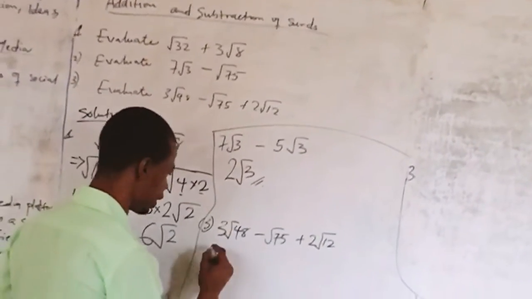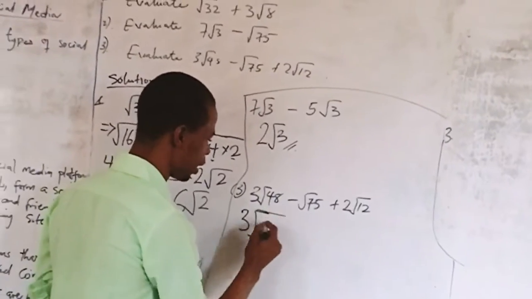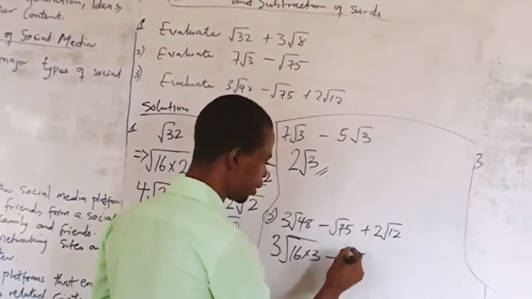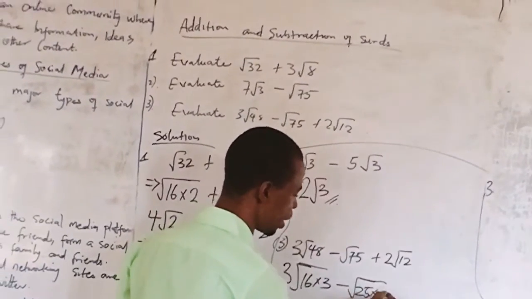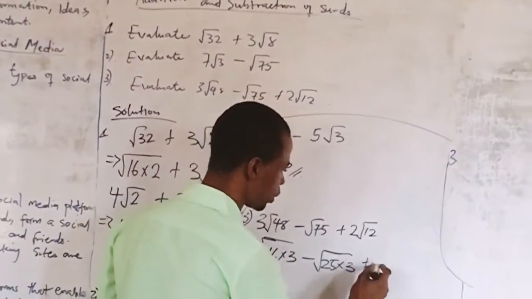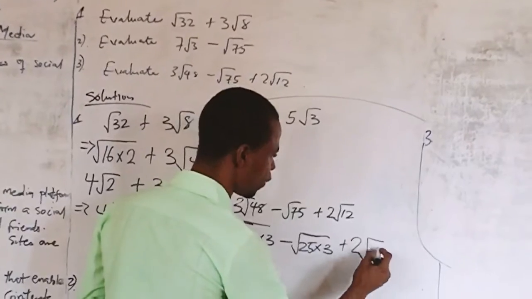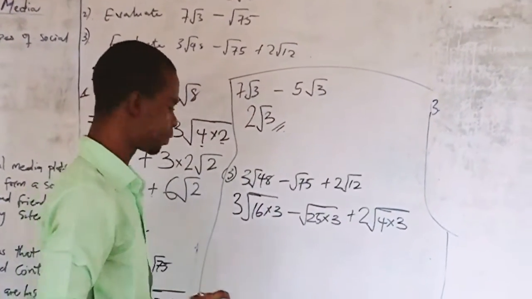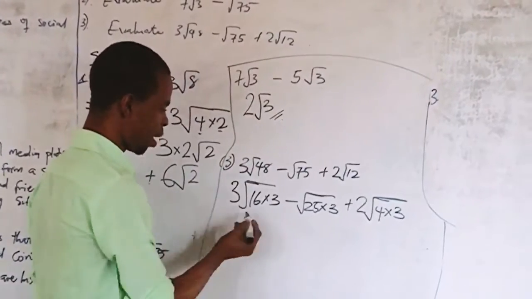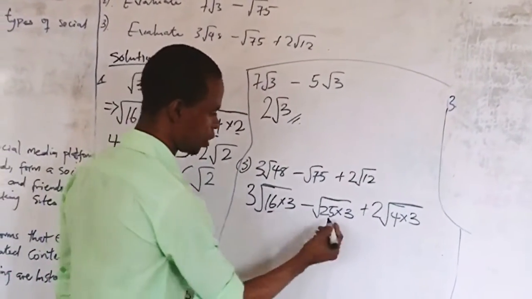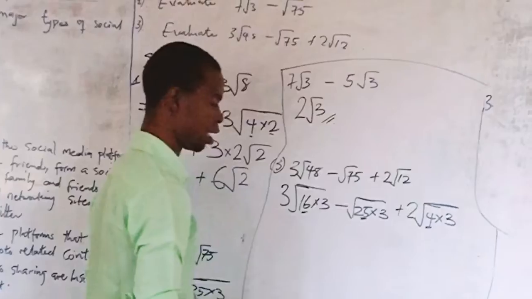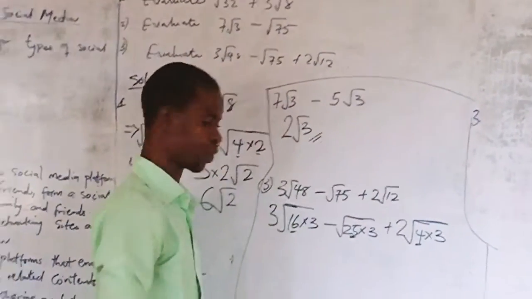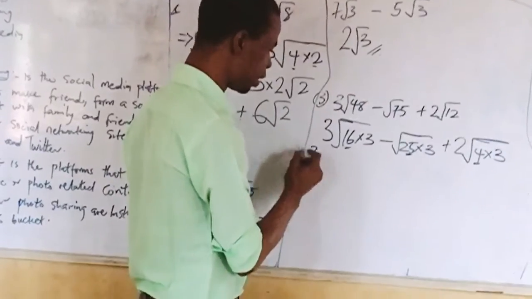So I'm going to say 3 root 16 multiplied by 3 will give me this, minus root 25 multiplied by 3 will give me this, then plus 2 root 4 times 3 also will give me this. Alright? So therefore, there is a square root of this. These are the square roots. This 2 has a root. It has a root, that's a root, and that's a root. So I'm having 3.